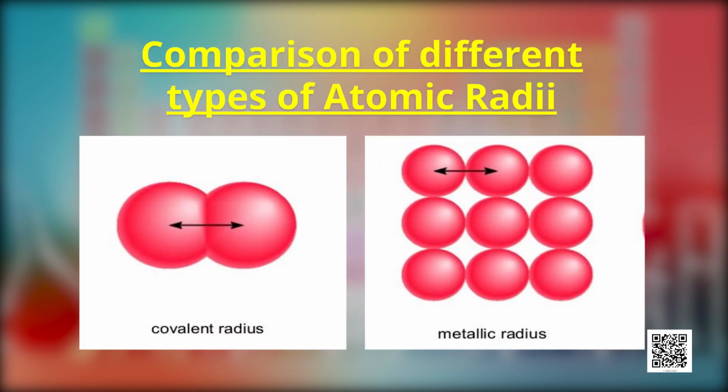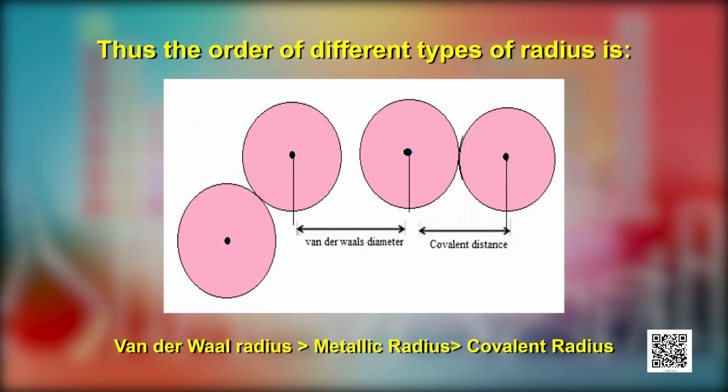Metallic radius, which is half the internuclear distance separating the metal cores in metallic crystal. And van der Waals radius, which is half of the distance between the nuclei of two non-bonded neighboring atoms of two adjacent molecules in solid state. A comparison of three types of radius shows that covalent radius of an atom is shortest while van der Waals radius is the longest. For simplicity, we use the term atomic radius to refer to both covalent or metallic radius depending on whether the element is a non-metal or a metal.